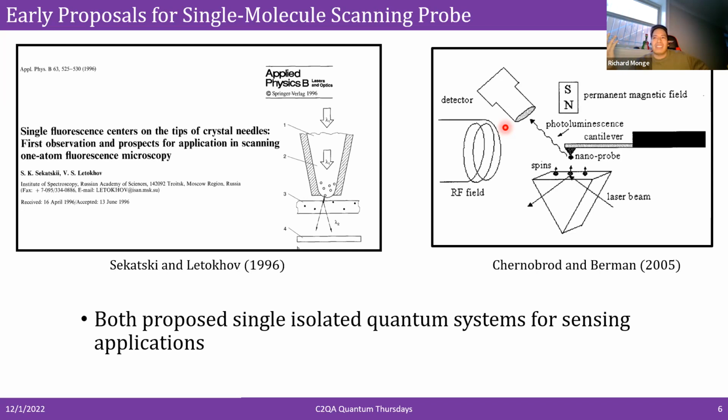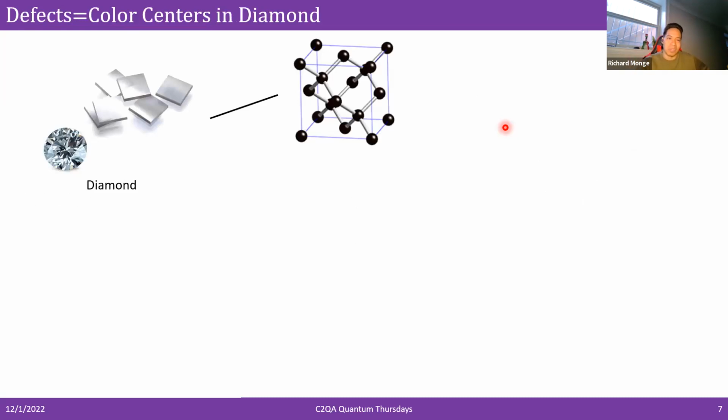So then how do we obtain these individual isolated quantum systems? The best candidate is a solid state system, because they have the ability to host many defects, and there's also wideband semiconductors, in particular diamond, are very good candidates. So that's what I work with, diamond.